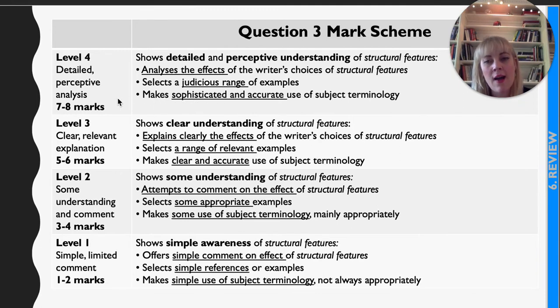If you have used evidence, that's brilliant. You need a quote per paragraph. If you've done that, you're probably making a clear, relevant explanation, possibly even a detailed or perceptive analysis. If you didn't manage to use enough quotes, your job now is going to be to get your green pen, go back over your work and find some quotes to add in green pen. Okay, so have a go at doing that now if you haven't managed it.